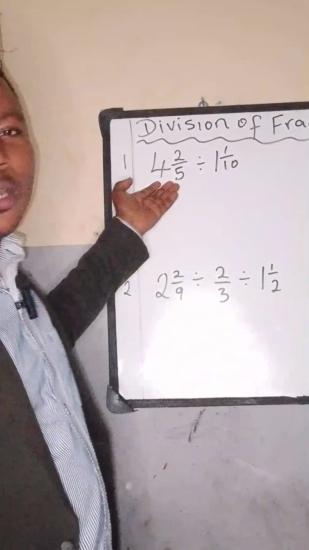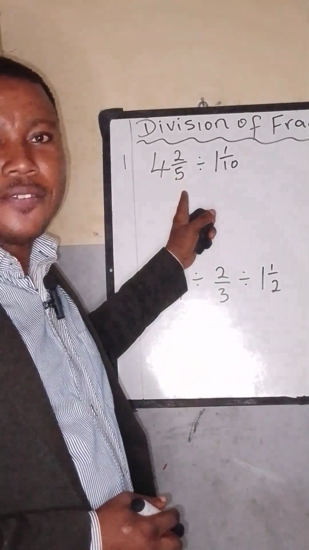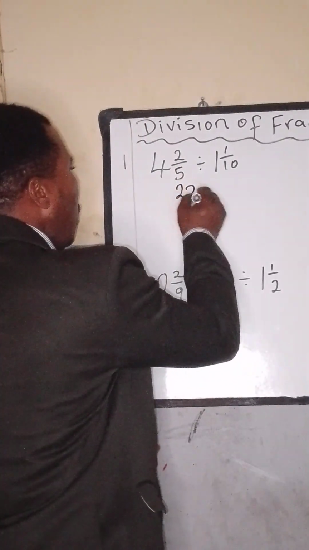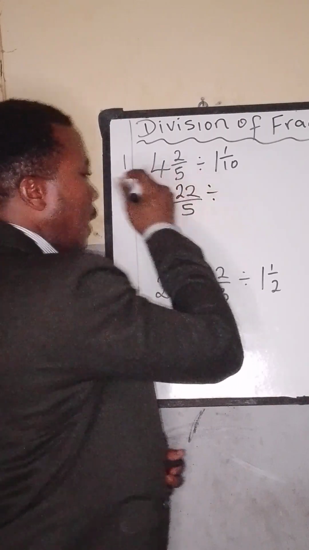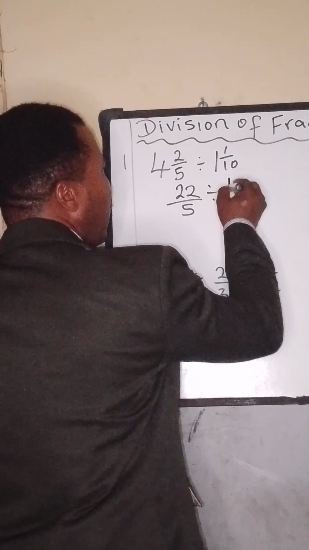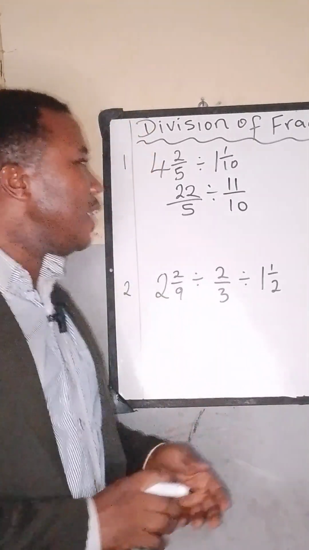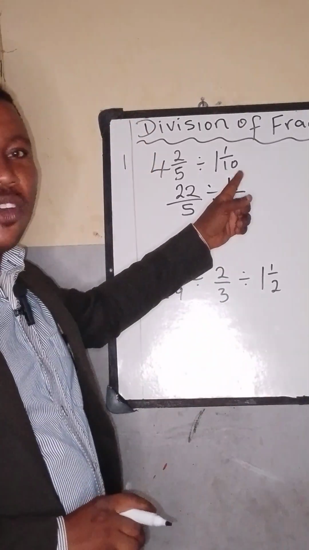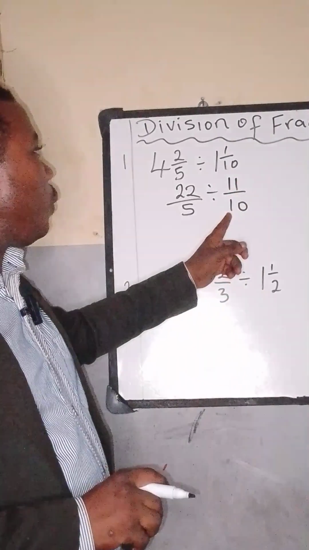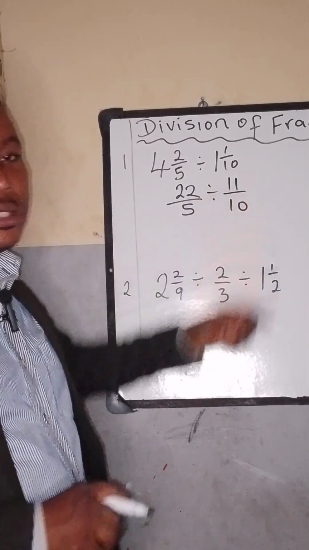The first thing we do here is that we change to improper fraction, which is 5 times 4 is 20 plus 2, we have 22 all over 5 divided by 10 times 1, 10 plus 1, we now have 11 all over 10. Good. Now, the next thing we do is that we overturn this. What do I mean by overturn? 10 will go up and 11 will come down. 10 becomes the numerator, 11 becomes the denominator.